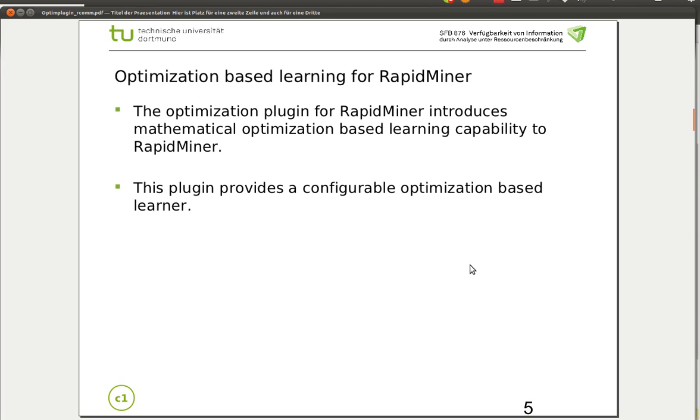So the optimization plugin for RapidMiner introduces mathematical optimization based learning capability to RapidMiner and also provides a configurable optimization based learner to the user.